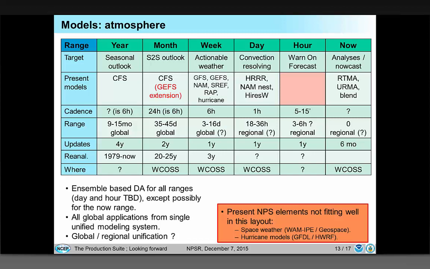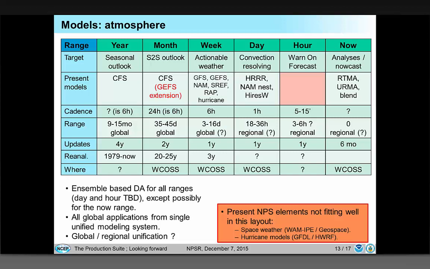The real key is what you do with that middle block. Instead of having a GFS, a GEFS, a NAMIS, a REF, a REP, a hurricane model, and probably a few more bits and pieces, how do you start cutting that down?